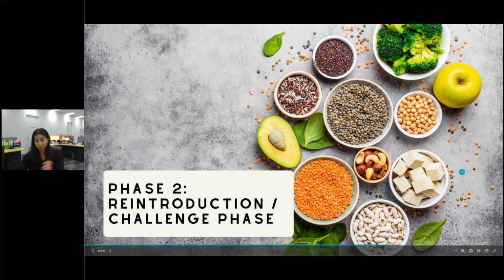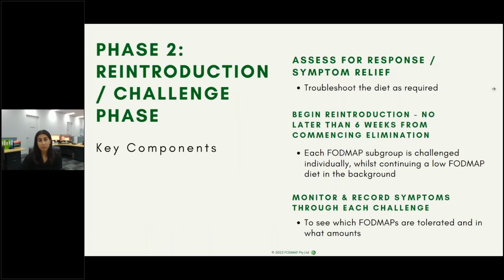So phase 2 of the diet. This is where you want to assess the symptoms of the individual, troubleshoot the diet as required, making sure that the individual is sticking to the complete low FODMAP diet to ensure the symptom relief. And then if their symptoms have improved, this is where you want to begin the reintroduction phase.